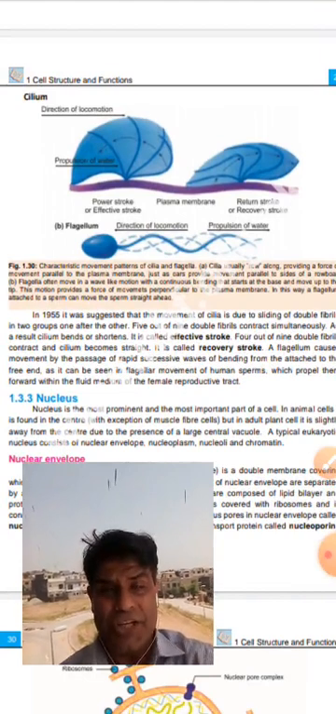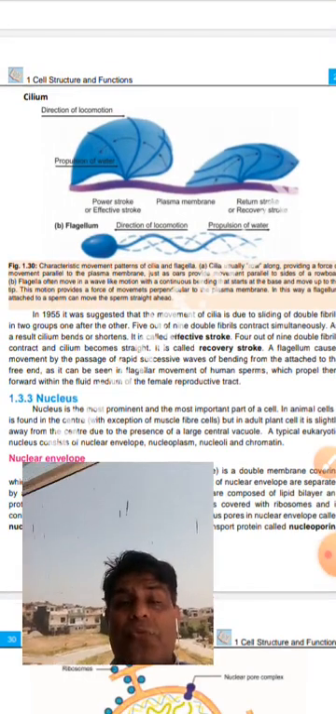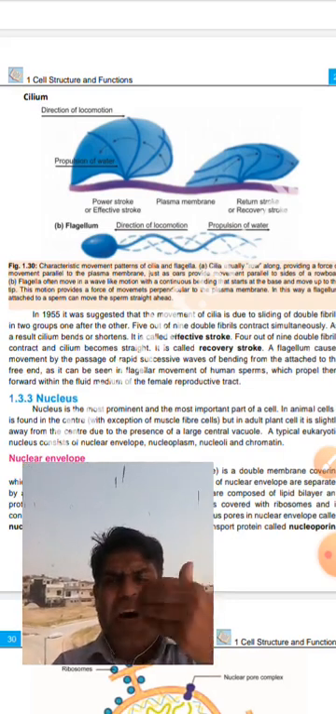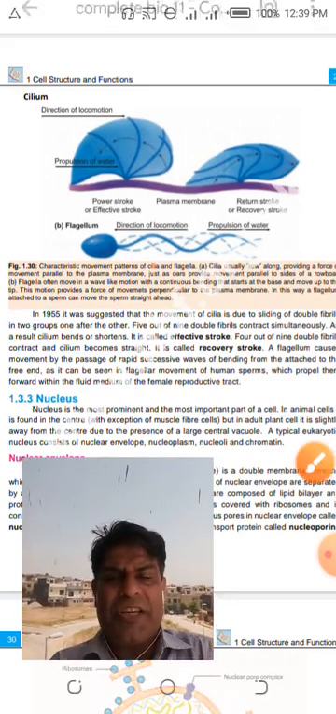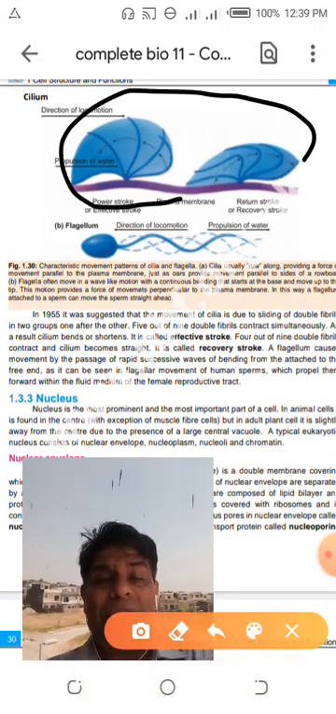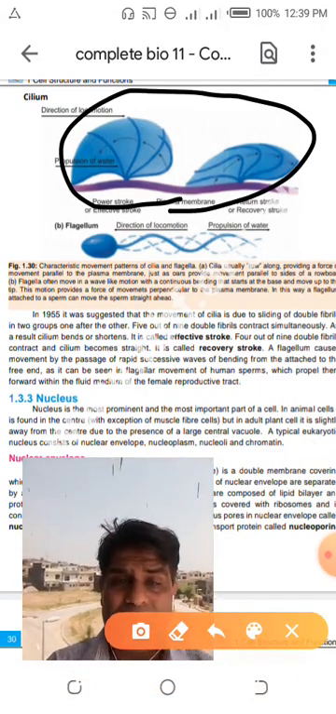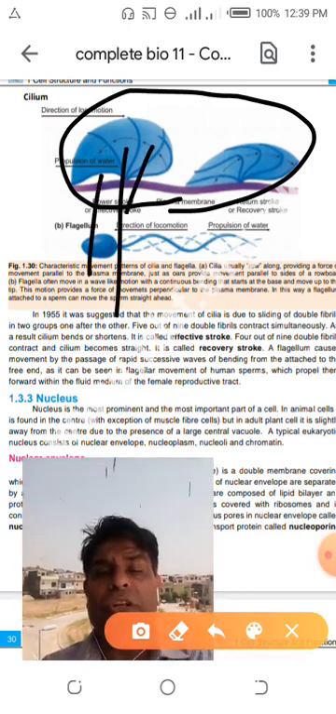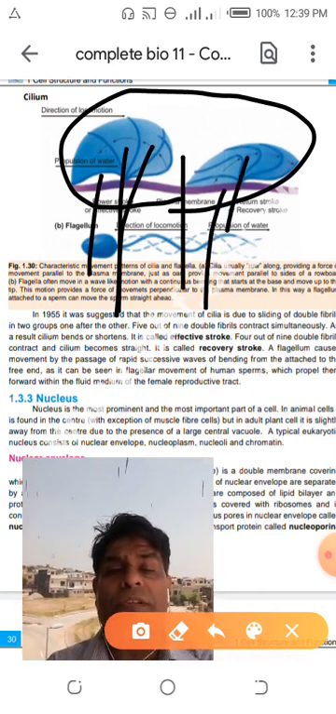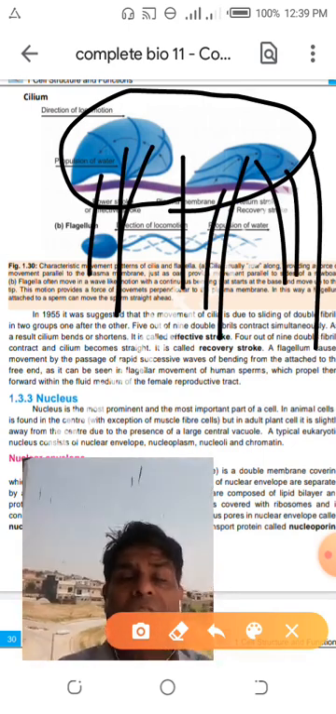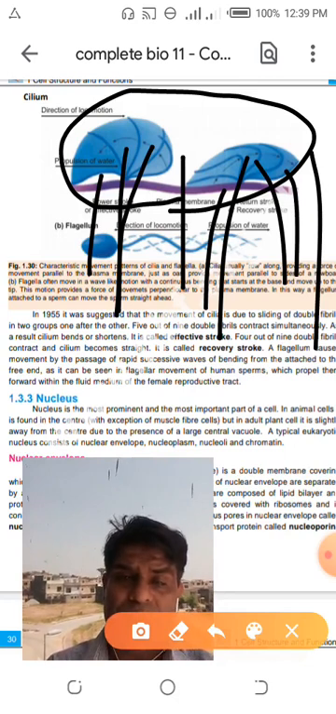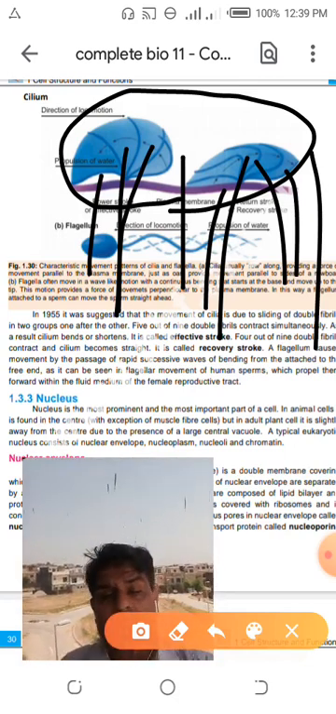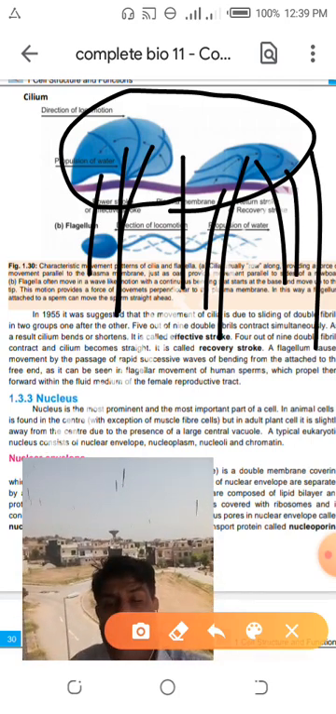As I mentioned in the last lecture, this is one cilium. Sorry, if this is one cilium, then these are 1, 2, 3, 4, 5, 6, 7, 8, 9. These are the 9 fibers. These are the non-fibers. Of course, I told you in the last lecture that one cilium consists of 9 microfibrils.